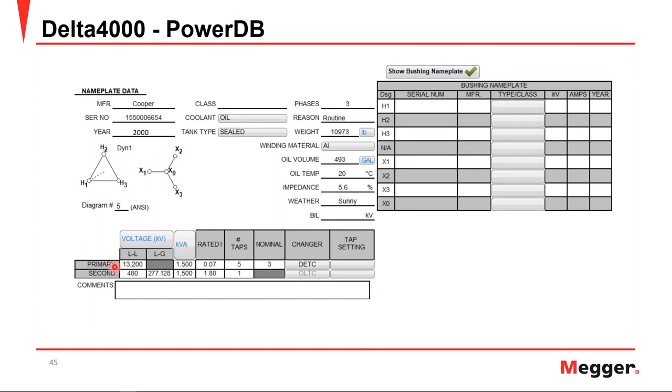You have your voltage rating, your power rating, your current, a chance to set up your taps, how many you have, what's nominal, of course, if you have a de-energized tap changer or on-load tap changer, and then the rest of your nameplate information. And one thing I'd like to highlight here is the oil temperature. It's very important, if you want to accurately perform temperature correction, to input the proper oil temperature.